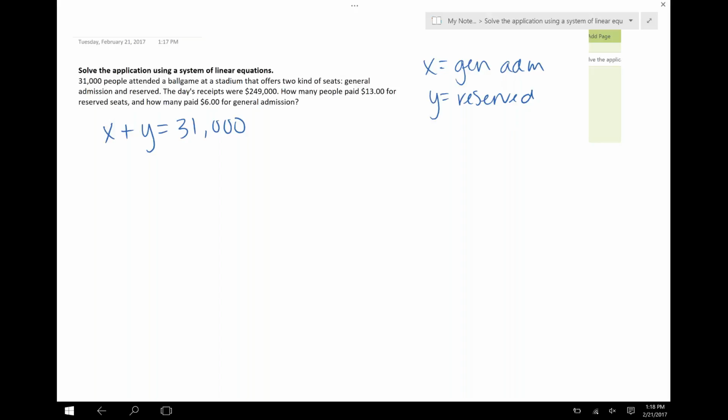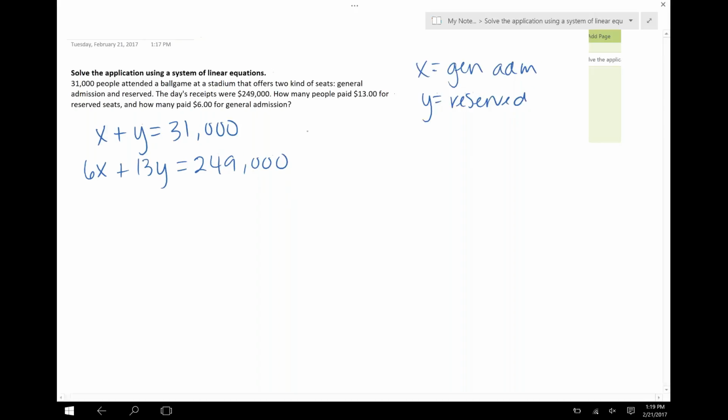Now, if the receipts were 249,000, then if you paid $13 for a reserved seat and $6 for general admission, 6 times X plus 13 times Y should equal 249,000. And then from there, you're going to solve this system. So we can use substitution if we want. So I'm going to use elimination just to practice it. So I'm going to eliminate the x values.